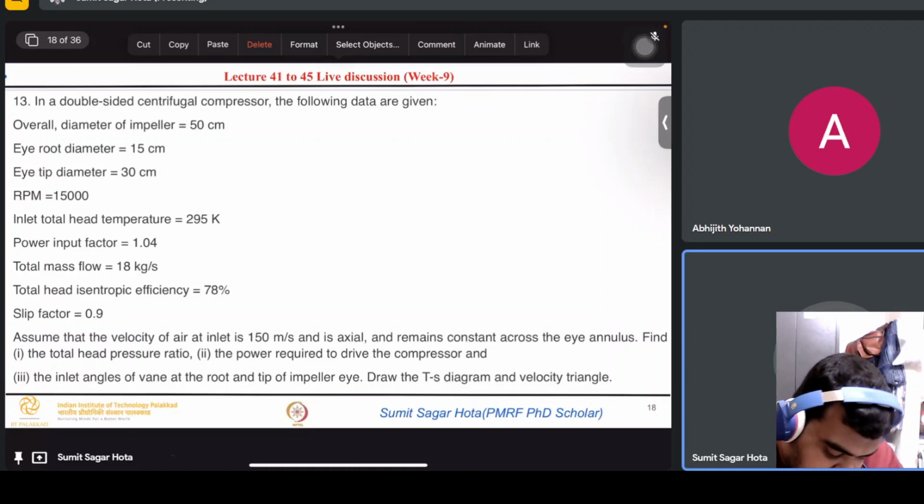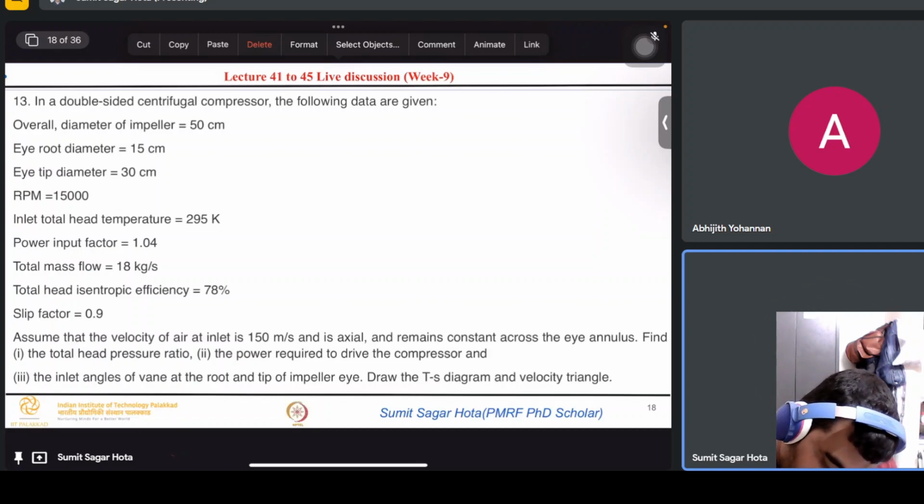In a double-sided centrifugal compressor, the following data are given. Overall diameter of impeller 50 cm, eye root diameter 15 cm, eye tip diameter 30 cm, RPM 15,000, inlet total head temperature 295 Kelvin, power input factor 1.04, total mass flow 18 kg per second, total head isentropic efficiency 78%, slip factor 0.9. Then assume that the velocity of air at inlet is 150 meter per second and is axial and remains constant across the eye annulus.